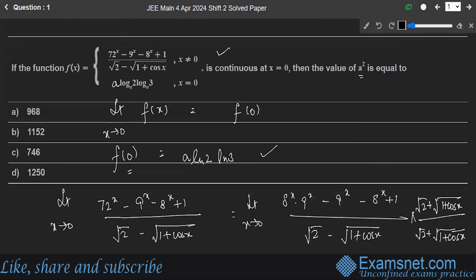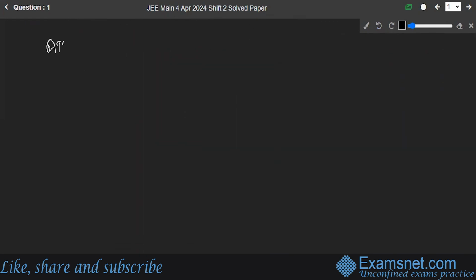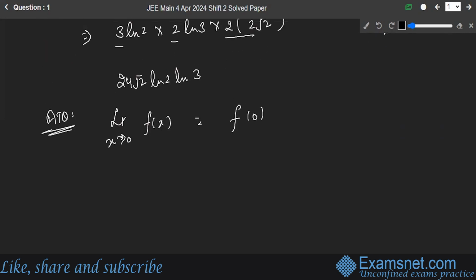Because the function is given to you as continuous at this point, that means limit x approaching 0 of f(x) is equal to f(0). This is your f(0). So according to the question, limit x approaching 0 of f(x) is equal to f(0). This came out to be 24 root 2 log 2 log 3. That was equal to a log 2 log 3. So that means you have a as 24 root 2.